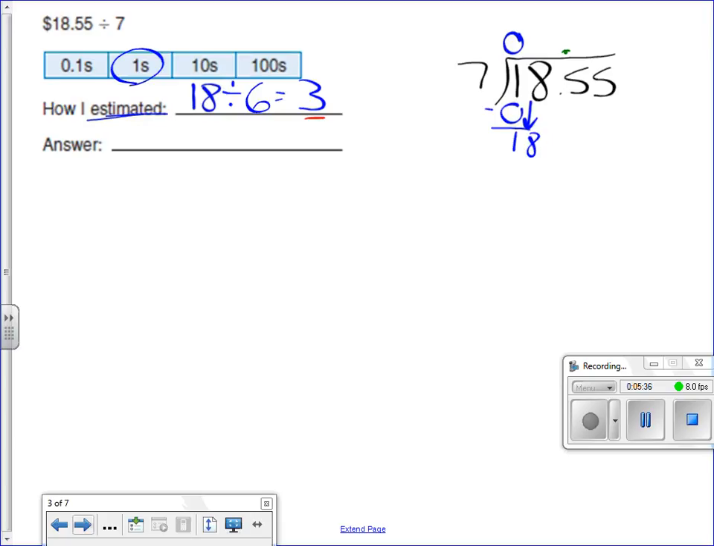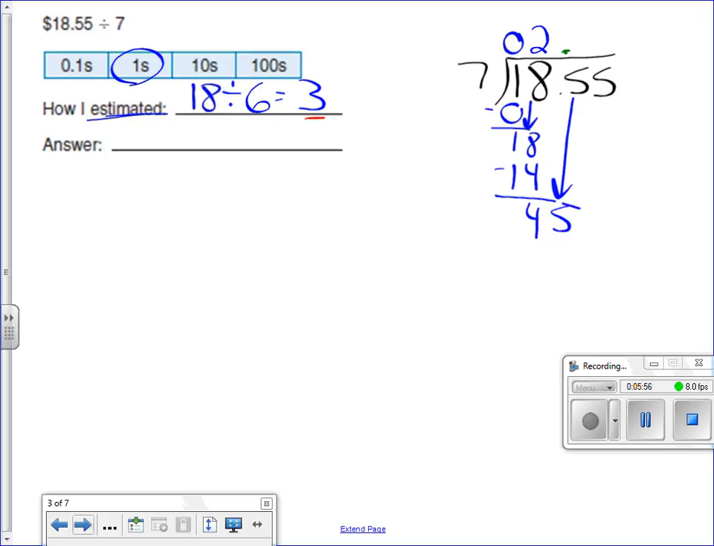How many times can 7 go into the number 18? Well, I know 7 times 1 is 7. 7 times 2 is 14. 7 times 3 is 21. That would be too much. So 7 times 2 is what I'm going to have to go with. 7 times 2 equals 14. Go ahead and subtract. Bring down the 5.